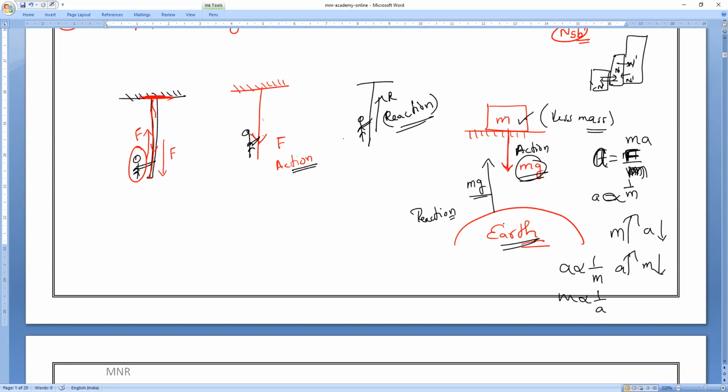The boy will start climbing. Am I right or wrong? As the string is exerting force in the downward direction, the boy is exerting force in the upward direction. So this I consider as action. Then this will become what? Everybody? That will become reaction.